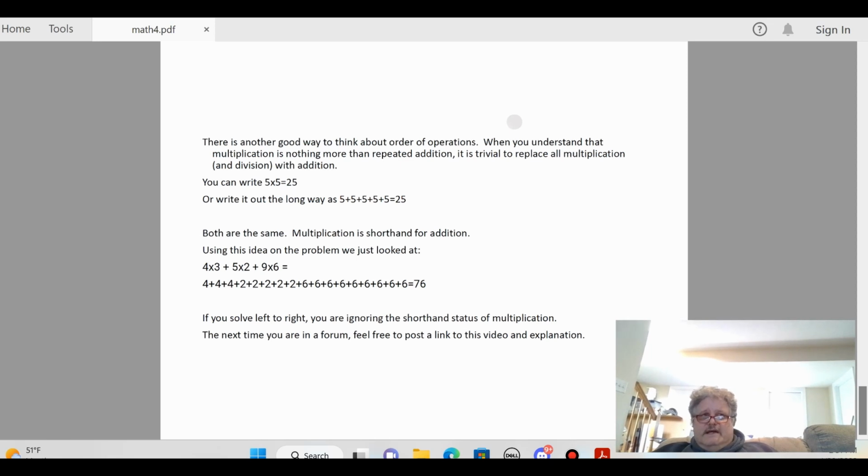So using that same idea on the problem we just looked at, we've got 4 times 3 plus 5 times 2 plus 9 times 6. So you've got 4 plus 4 plus 4 plus 2 plus 2 plus 2 plus 2 plus 2. That's 2 added 5 times. Then we're going to add 6 9 times. So all those sixes, that equals 76. It's the very same thing as what we had before. If you solved left to right, you're ignoring the shorthand status of multiplication.